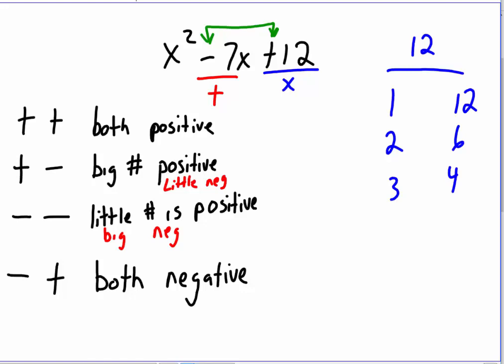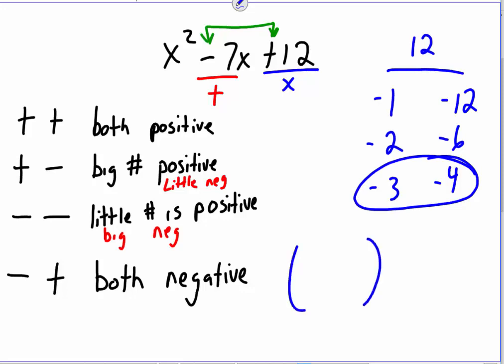So we look up here, and we've got a negative, positive for the problem. So we look over here at negative, positive. Oh, that means that both numbers are going to be negative. So I'm going to make both of my numbers negative. Now, which one of these adds up to a negative 7? Well, this one does. All we have to do to finish the problem is put down some parentheses, put an X at the beginning of each one, and then write those two numbers in there. Negative 3, negative 4. And that's it as far as factoring this.